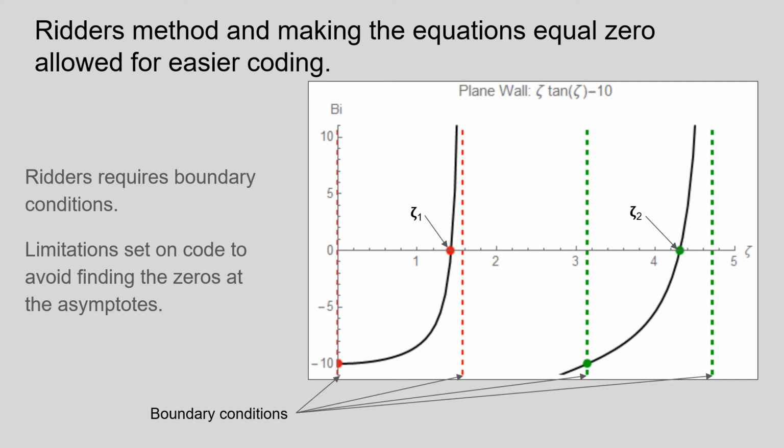So for our first zeta, it was between the two red dashed lines, and then we moved on to the next one as shown in the green. The right hand one was always the next asymptote to help keep it away from converging on the asymptote.